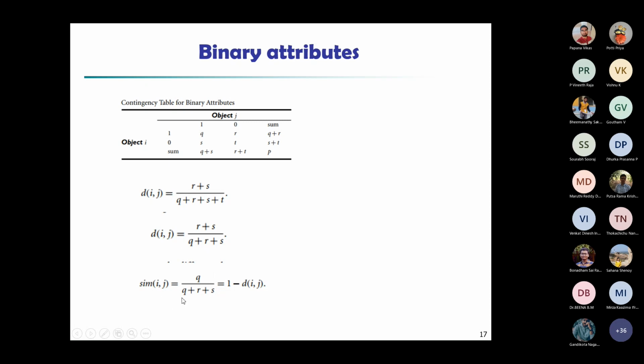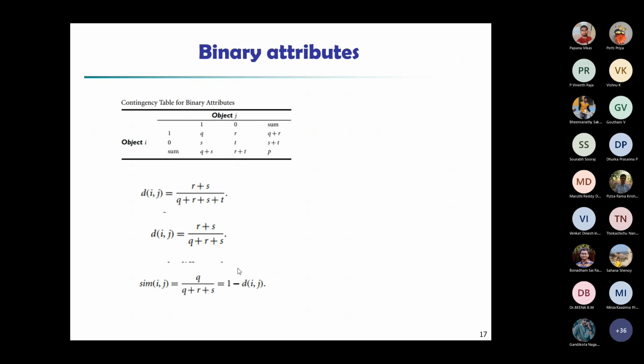For similarity, how do you find it? It is 1 minus d(i,j), which is q by q plus r plus s. Now let us see. Q is the similarity, the match. R and S are the mismatches, 1 0 and 0 1. If you don't remember exactly which is R and which is S, anyway when you add, it's r plus s. One is 1 0, one is 0 1. So the number of mismatches is your numerator, and the denominator is the number of mismatches plus the matches. T contributes to the number of matches for 0 also.